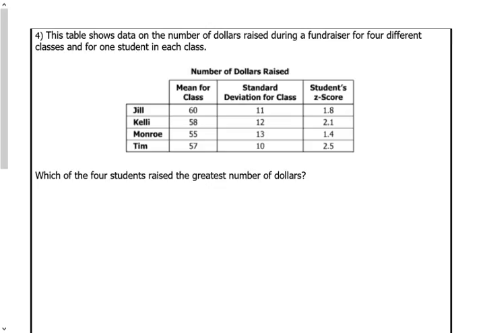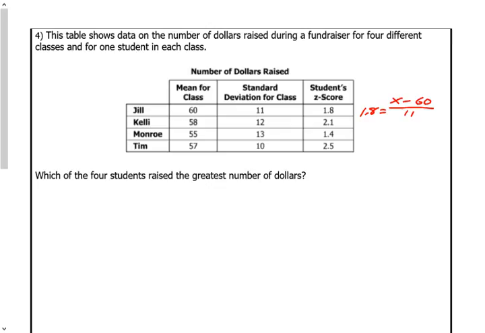And what this table gives is that we have 4 different people in 4 different classes. Now, rather than talk about test scores, this was some fundraising deal, but it's the same idea. What we need to find is their actual score. So in this case, this person, Jill, the class average was a 60, and the standard deviation was 11. We can solve that to find the actual number that she raised.